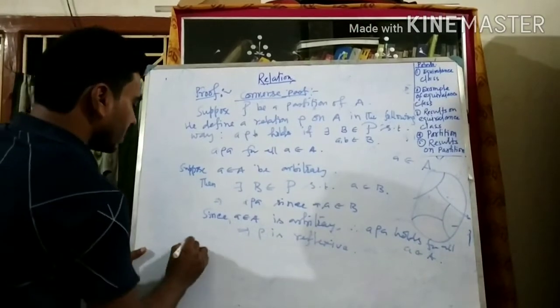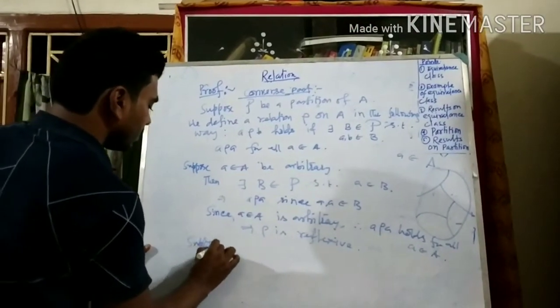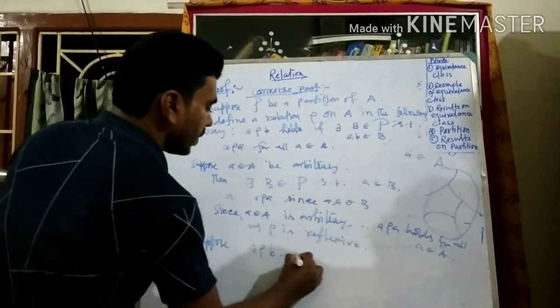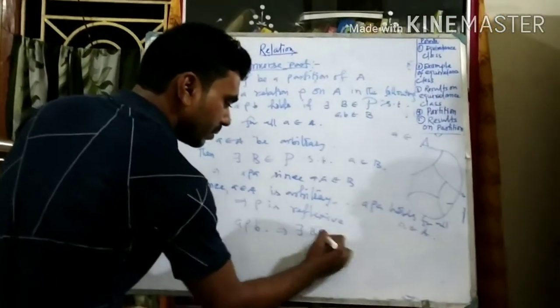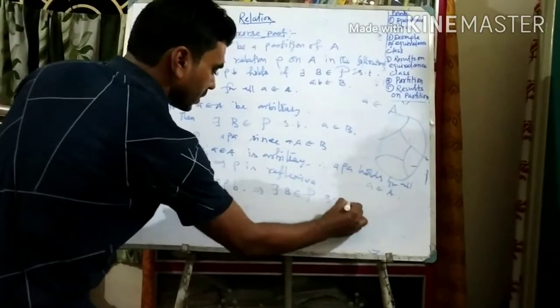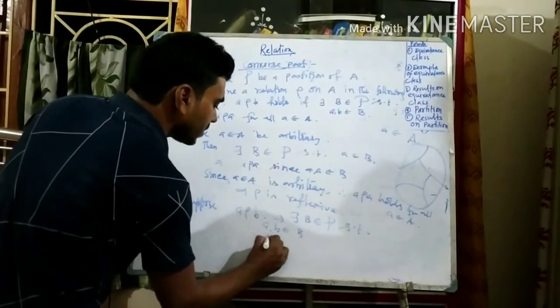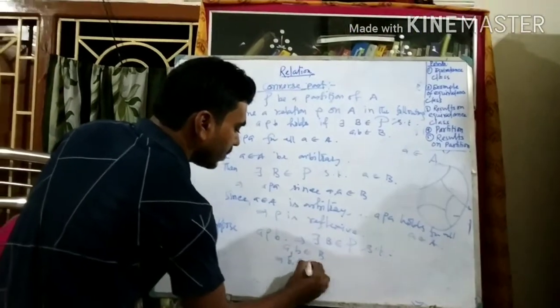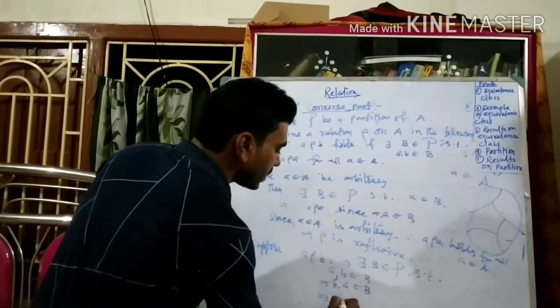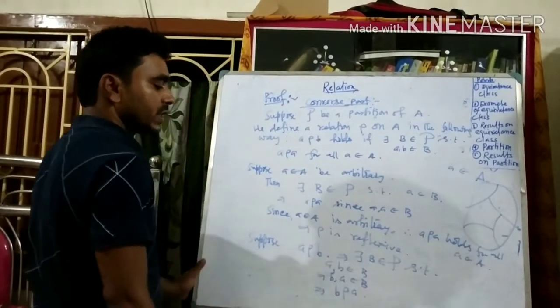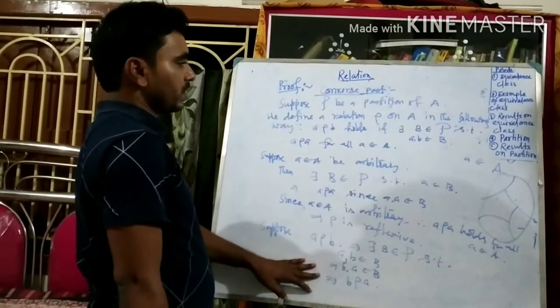Similarly, suppose A rho B holds. This implies there exists some member B belongs to P such that A comma B belongs to B. And this implies B comma A also belongs to B, and this implies B is related to A, and therefore rho is symmetric.